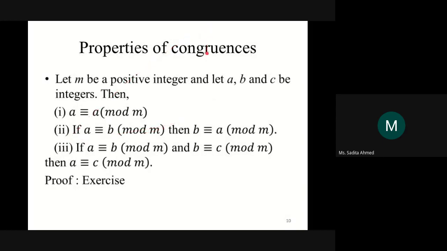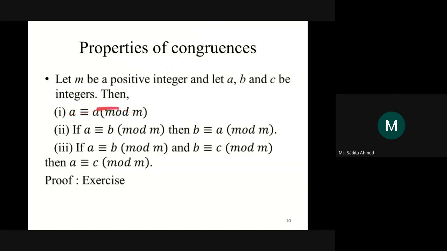All right. So now, if you understand what is meant by congruence, here are some properties of congruences. For integers a, b, c, and m, where m is a positive integer, m will always be a positive integer, we can say that a is congruent with a mod m. Always a will be congruent with a mod m. And that makes sense, right? Obviously, a will be congruent with a mod m.